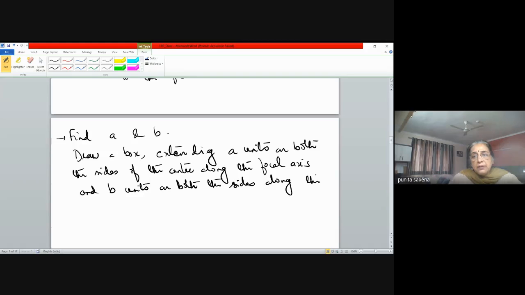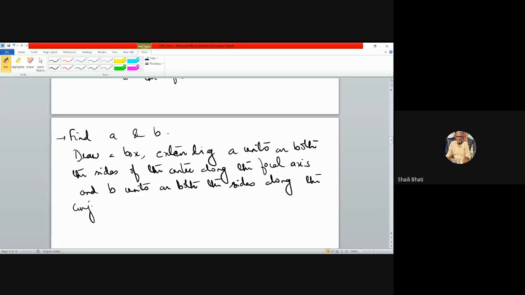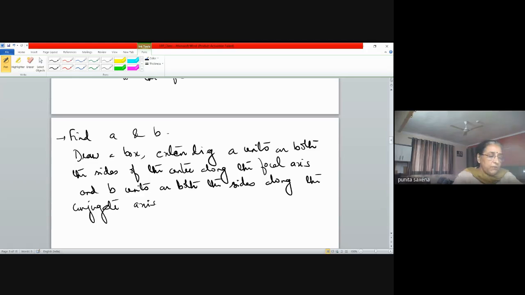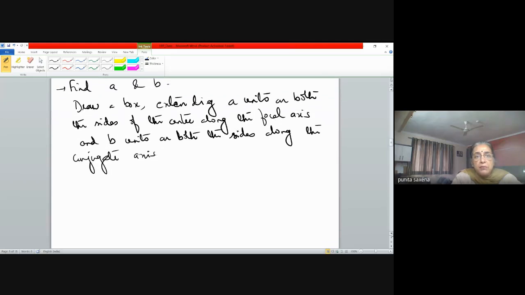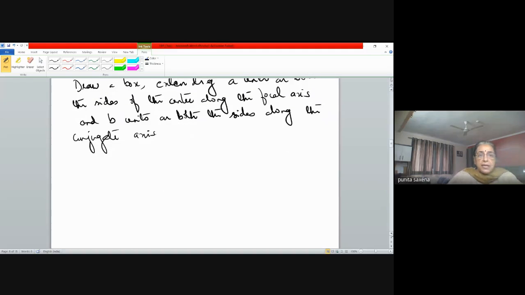Is it okay? Yes, ma'am. So once you have completed your box, now the box will help you sketch the hyperbola. How? Like for example, say supposing we have to sketch x square by 16 minus y square by 4 equal to 1.